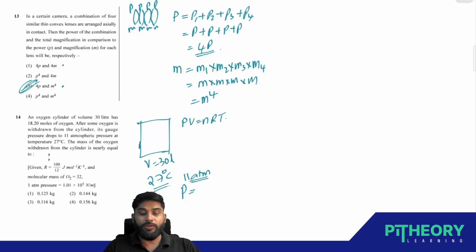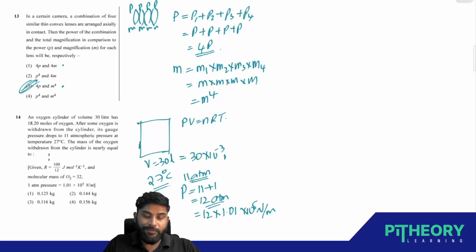So what will the absolute pressure be? You have to add atmospheric pressure. So 11 plus 1, that is 12 atmospheres. That you need to keep in mind. Correct. And 12 ATM is nothing but 1.01 into 10 to the power 5 Newton per meter squared, which is given, times 12. The SI unit for liters: 30 into 10 to the power minus 3 meter cube. And 27 degrees Celsius is obviously 300 Kelvin, correct? So let's do this. What we have to do, the initial number of moles is given.